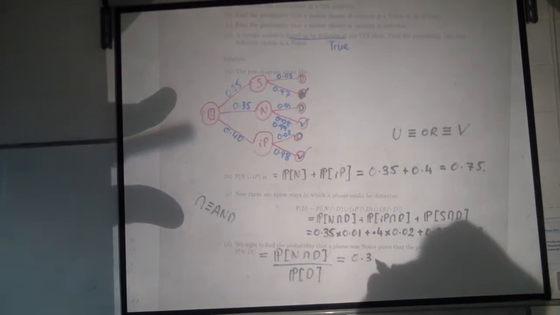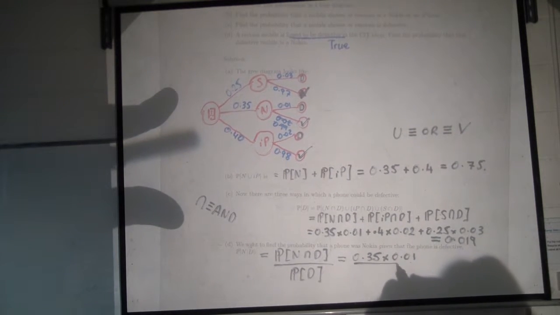So probability of Nokia and defective. So what's the probability of Nokia? 0.35. And given that you have a Nokia, what is the probability that it is defective? 0.01. Divided by probability of defective. Do we know that? No, it's going to be the total. Total defective, that any phone is defective. Do we have that? 0.3 like.